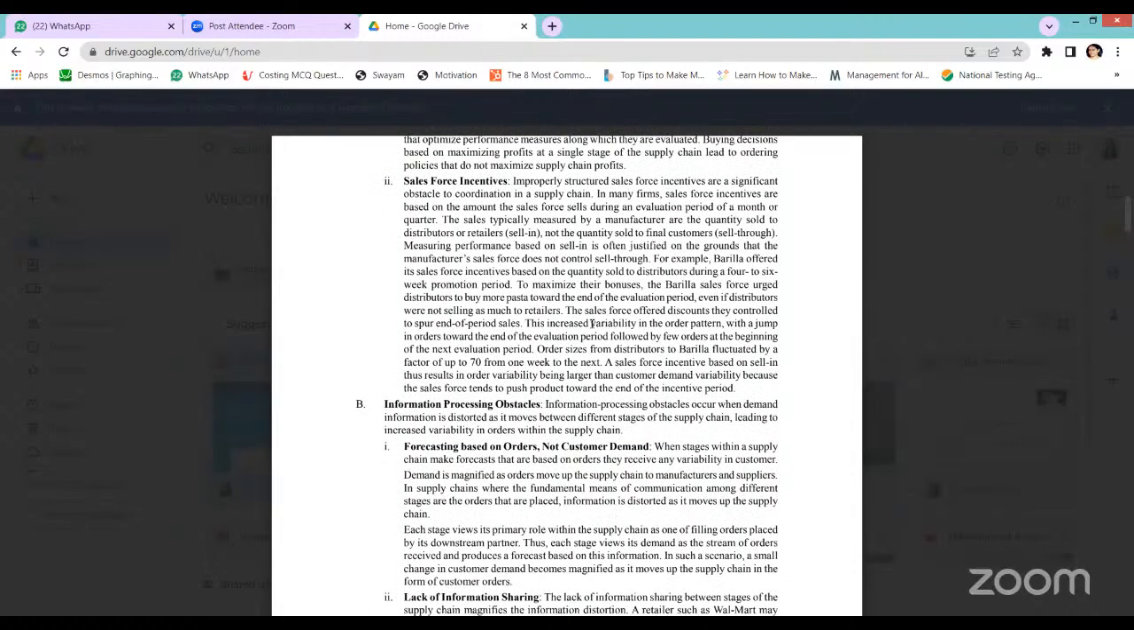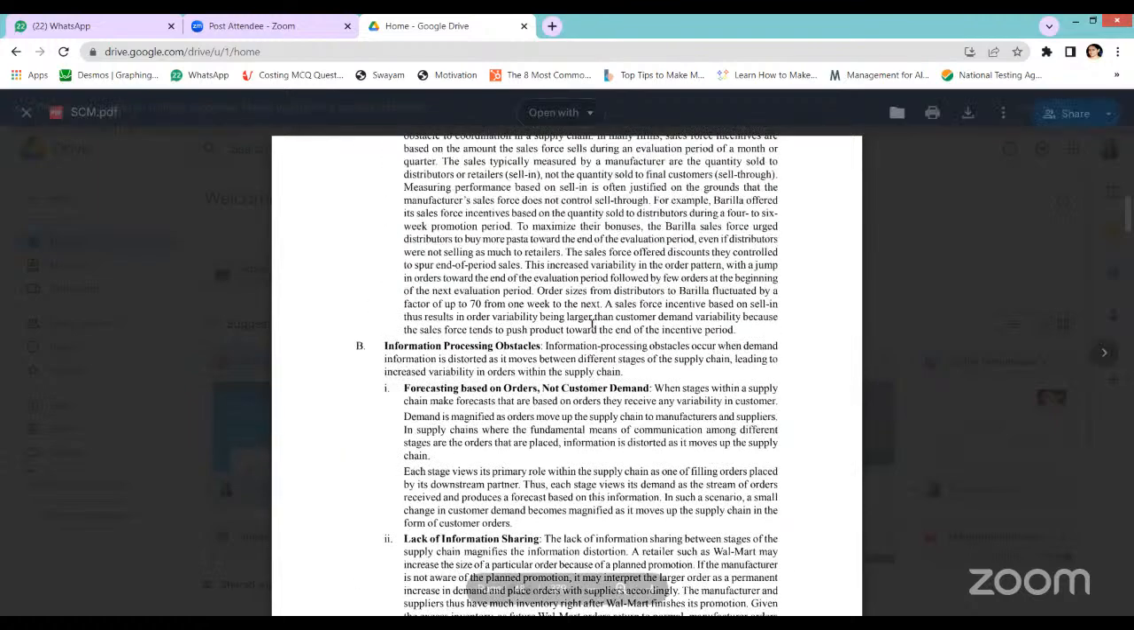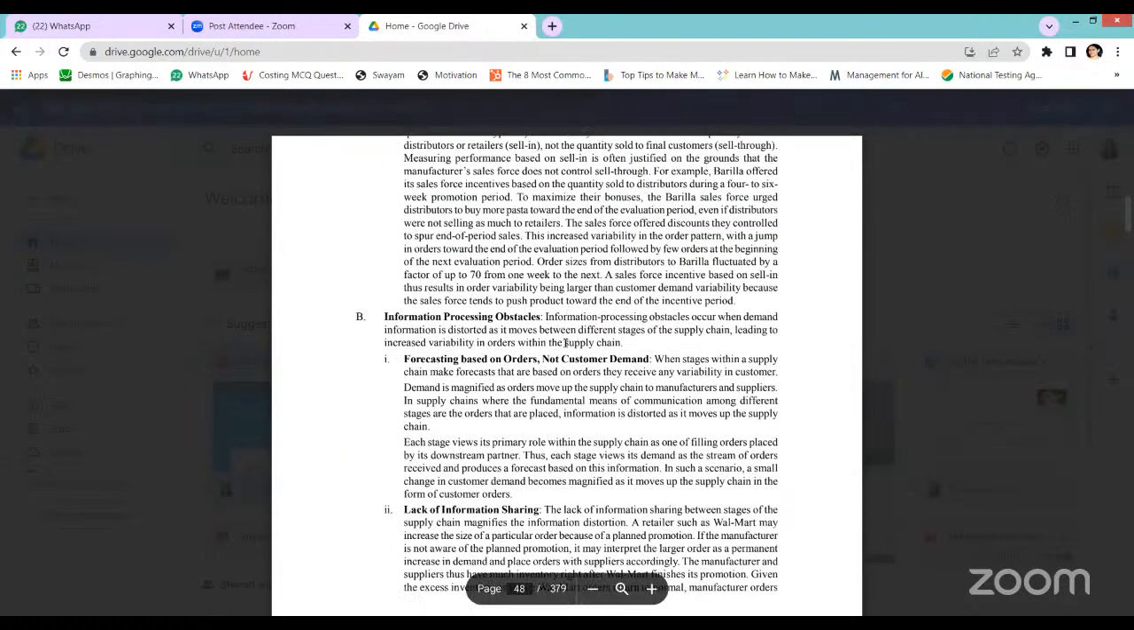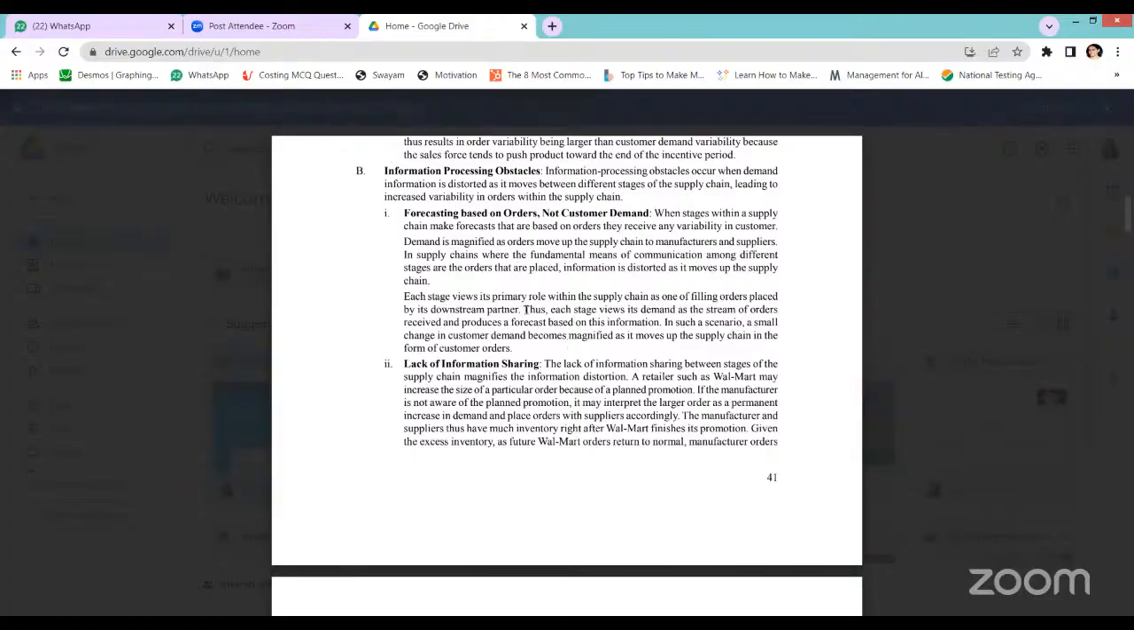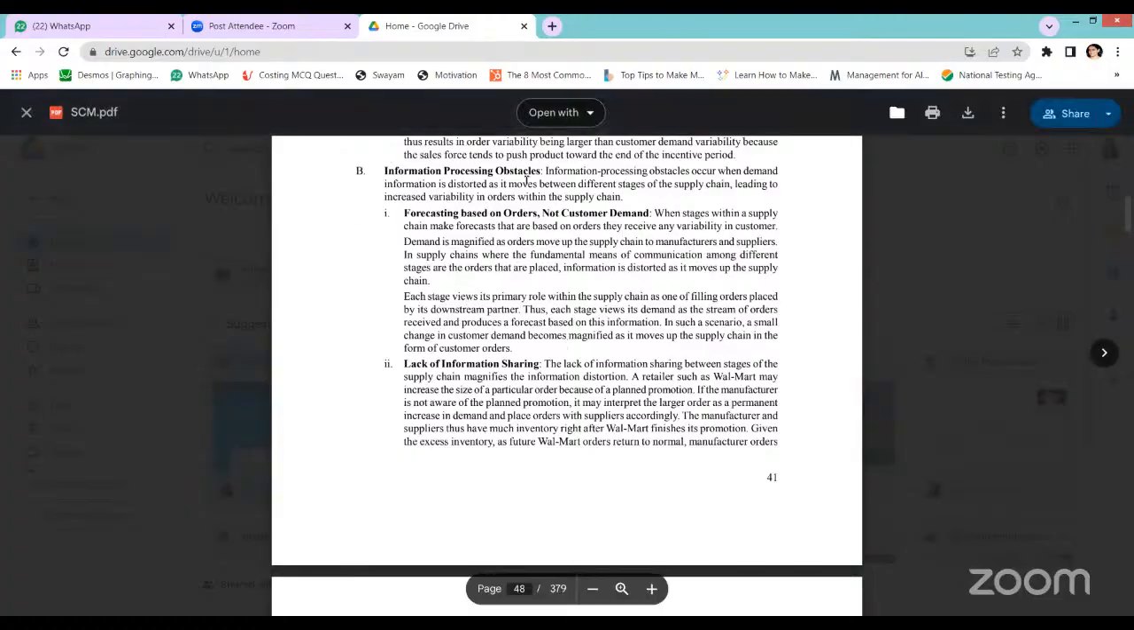The next is information processing obstacles. Under information processing obstacles, there is forecasting based on orders, not customer demand. If the proper information is not processed, it results in a wrong perception of orders and customer demand. What is the customer demand and what are the orders? Forecasting should focus on customer demand, not just on the orders. If you do, you will go into losses. Another obstacle is lack of information sharing.